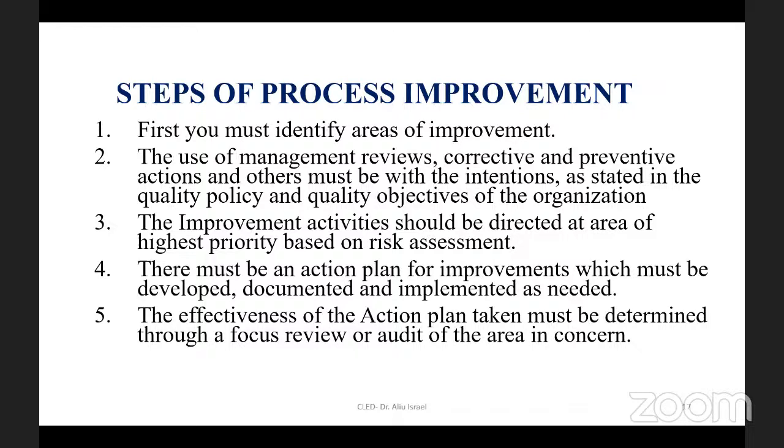Let's say you have 5 areas you need to improve. Which area must you start with? You must start with the areas of highest priority based on risk assessment. There must be an action plan for improvement, which must be developed, documented, and implemented as needed. Now, the effectiveness of that action plan must be determined through a review and audit in that area. So you need to audit and monitor the area where you are implementing a corrective action or a process improvement.